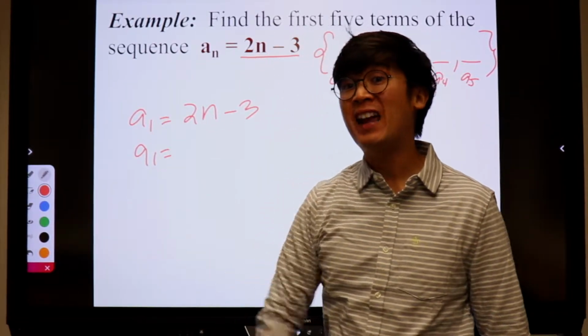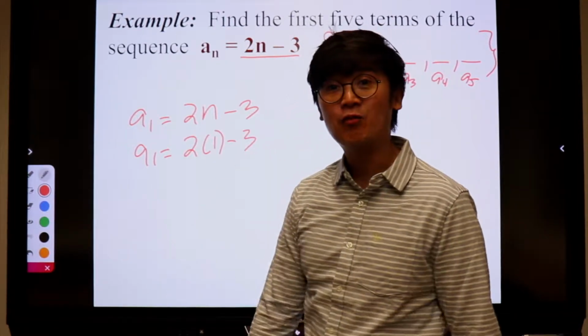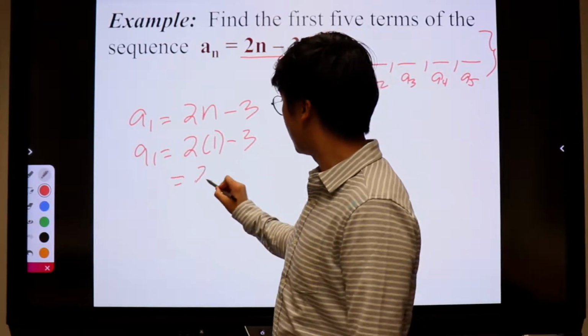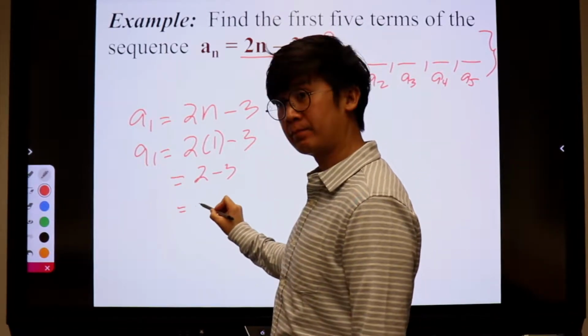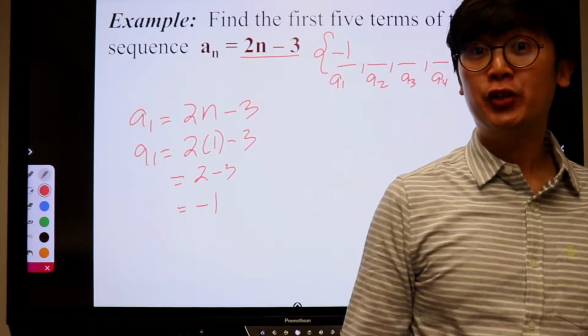So we will replace the n with 1. And then we'll do the math. 2 times 1? 2. Minus 3? Negative 1. So that is the first term.